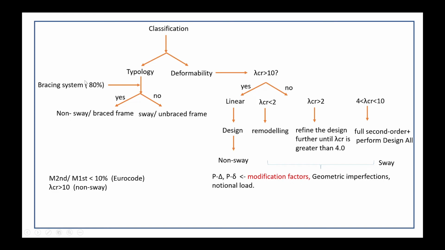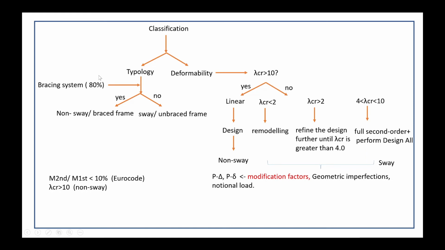If the bracing system can receive at least 80% of the horizontal force, you can consider that frame a braced frame or non-sway frame. It is very difficult to know whether your structure can receive 80% of the horizontal force. It is really hard. By using FEM software, you can use the option. It is very good, and you can perform it by using linear or non-linear analysis.